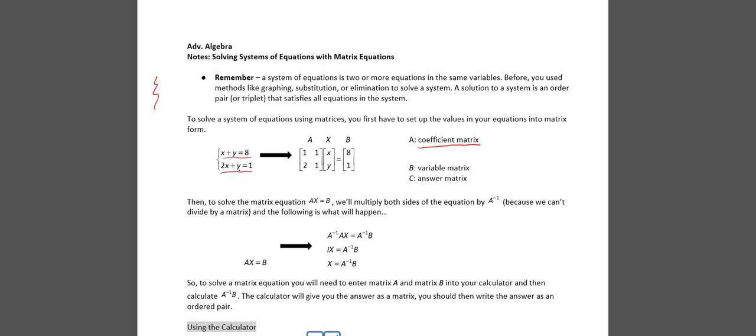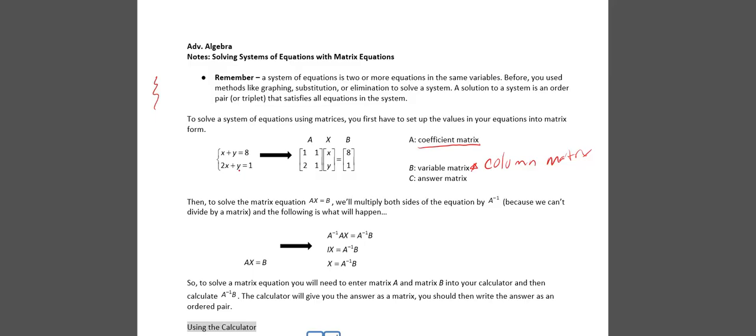Then we have what's called a variable matrix. A variable matrix just represents your variables in the whole entire system. So we have x and y, and you make a column matrix. Your variable matrix is always a column matrix. So let's say it was 2x plus 7y plus 3z. Then you would add z to this matrix. But again, you always have a column matrix for your variables.